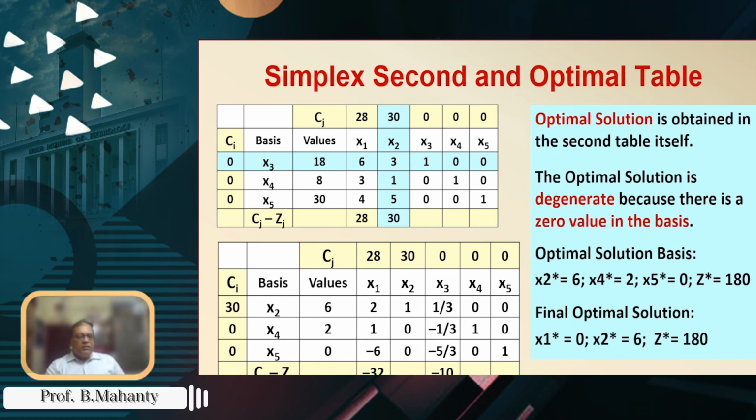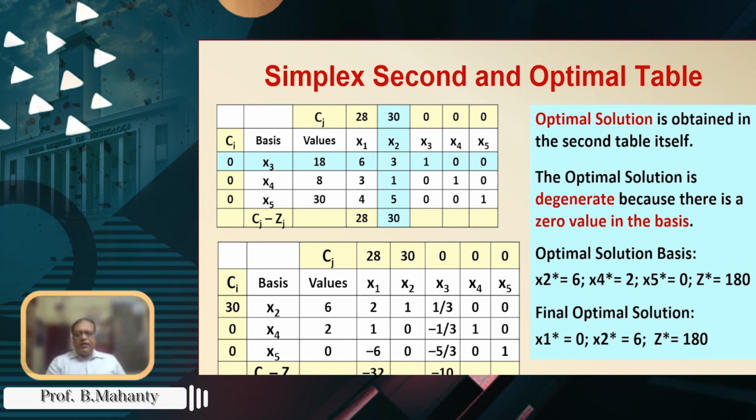That means the optimal solution is obtained. So what is the optimum solution? x2 equal to 6, x4 equal to 2, and x5 equal to 0. All right, so that is the optimum solution. It is a degenerate solution because there is a 0 in the basis. So what is the final optimal solution? Because x1 and x2 are our final variables. So x1 equal to 0 and x2 equal to 6 and z equal to 180.